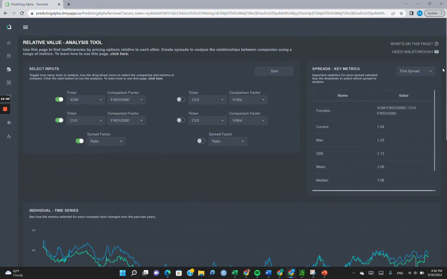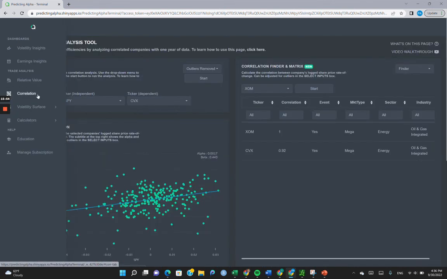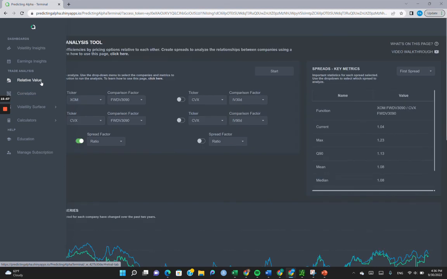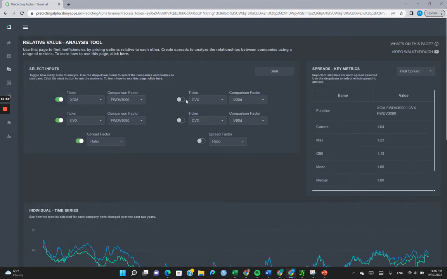Really just want to show you guys again what we can do with the Predicting Alpha terminal to find trades, using the correlation tab and then comparing these correlated assets to each other and seeing if there's anything there in the relative value tab, with all the bells and whistles.